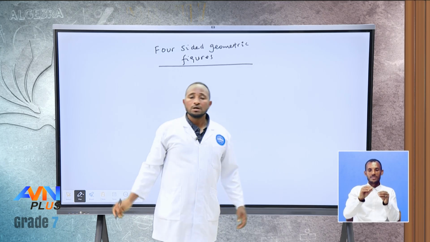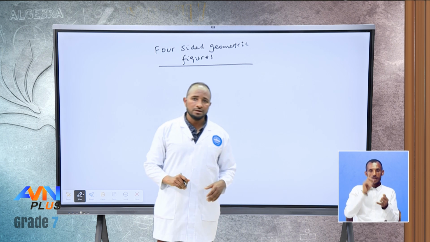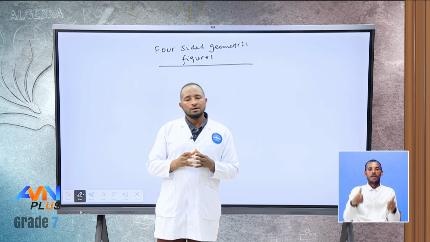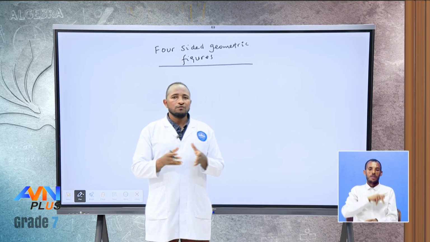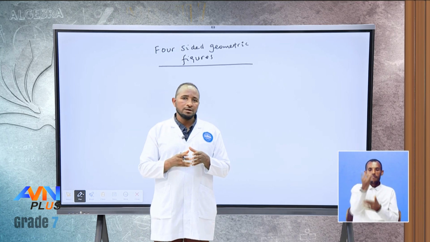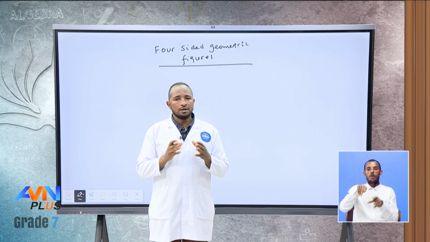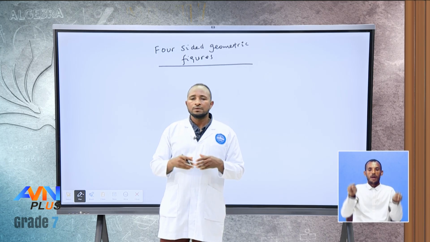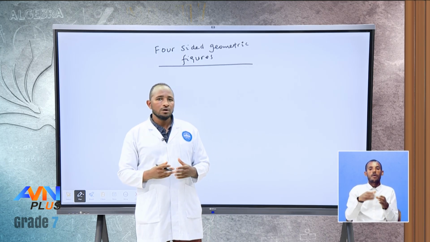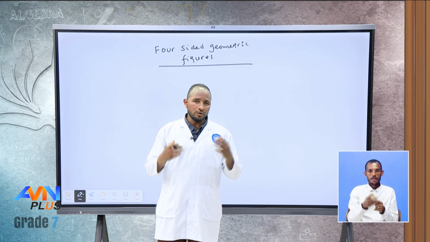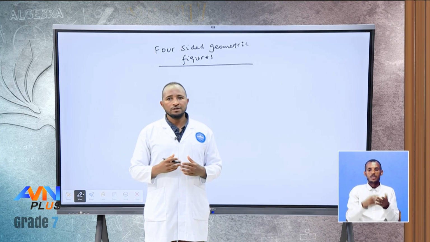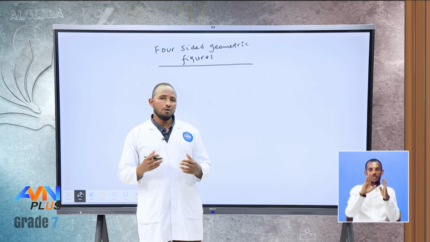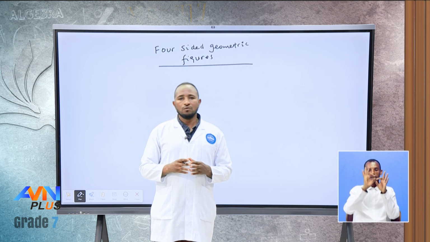Students, at the end of this lesson, you are expected to identify the properties of four-sided figures like parallelogram, trapezium, rectangle, square, and kite. So, we'll try to see the properties of these geometric figures one by one. So first, let's start from the definition of quadrilateral.